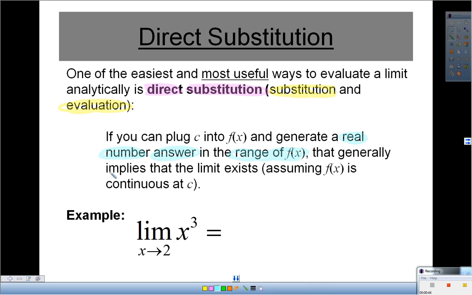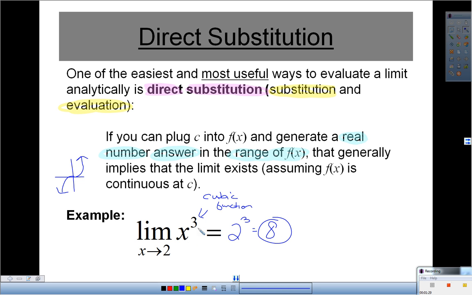For example, let's say that I want you to find the limit of x cubed as x approaches 2. Well, I know that x cubed is a cubic polynomial function. If you remember, the cubic function looks just like this. Now, the cubic function is continuous for all values of the domain, so that means that I can try direct substitution here, and if I generate a real number answer, then that implies that the limit is that value. So if I plug in 2 into my function, I'd have 2 to the third, which is 8. And so the limit of x cubed as x approaches 2 is 8.